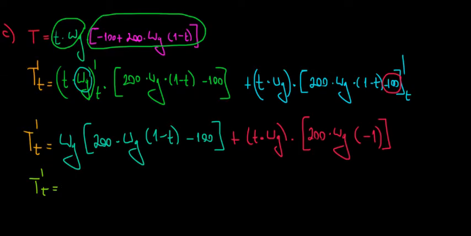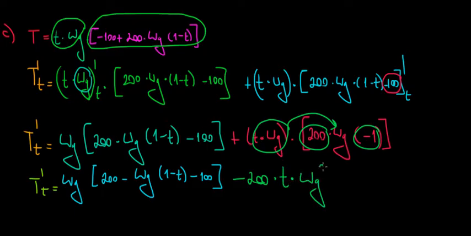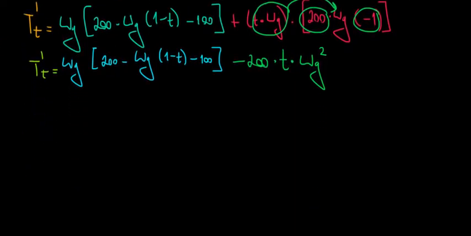Let's write it one more time in a more concise way. We will have still w gross multiplied with 200 wg 1 minus t minus 100, and let's see what we have over here. If we open the brackets, t times wg multiplied with wg, so we will have 200 times minus 1, that's minus 200, multiplied with the tax multiplied with wg to the power of 2. Now what we calculated over here is already the effect of a change in the tax on the tax revenue. That is the change in the tax revenue due to the change in the proportional tax.